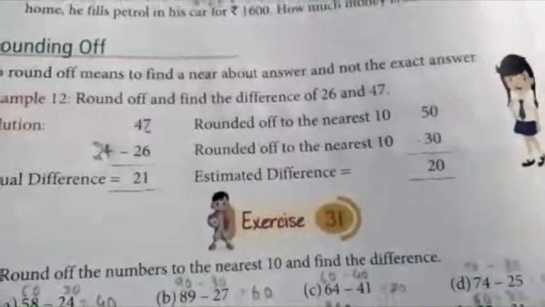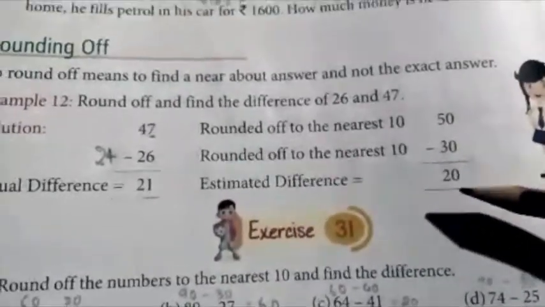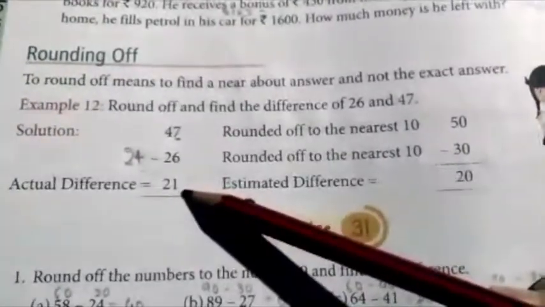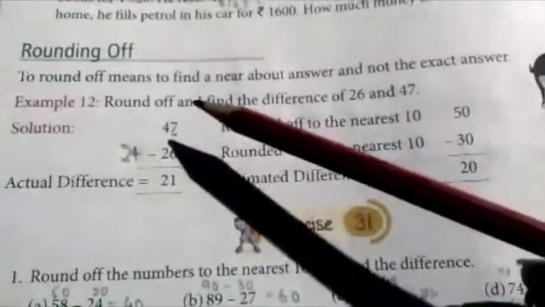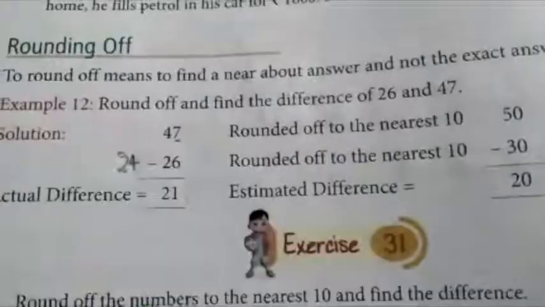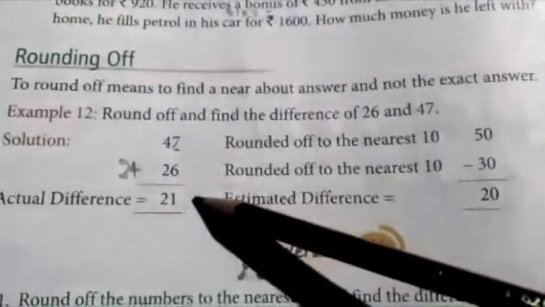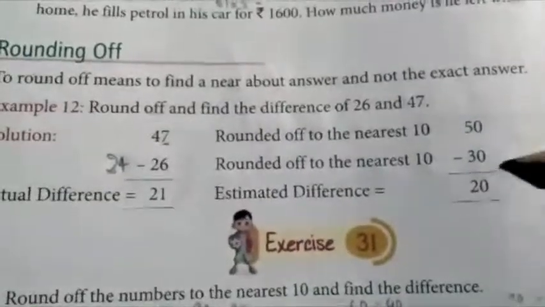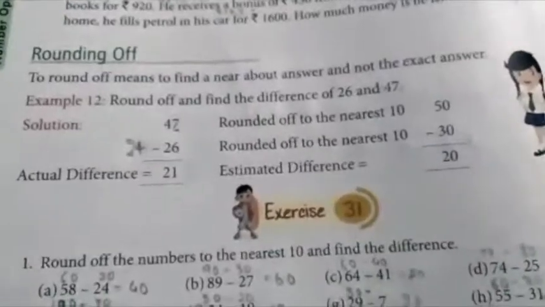Now we will subtract 50 minus 30, that becomes 20. So the estimated difference is 20. And what was the actual difference? It was 21. So here on the left, we do the actual difference: 47 minus 26 gives 21. And here we take out the estimated difference. We round off and we take the difference. This is the method of rounding off and taking the difference.